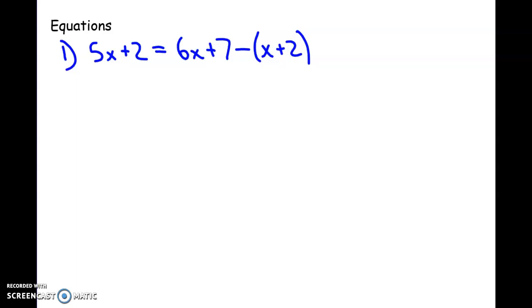Now, again, most of the time, you'll just get a normal answer, x equals something. But here, we're not going to get that. So if I distribute my negative sign, I'll have negative x minus 2.